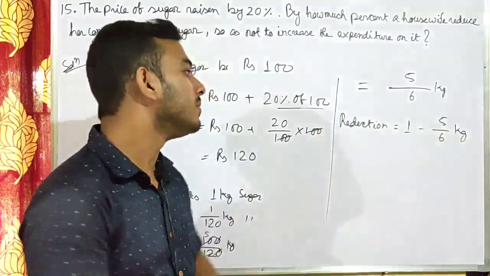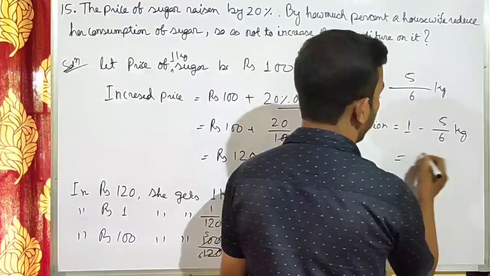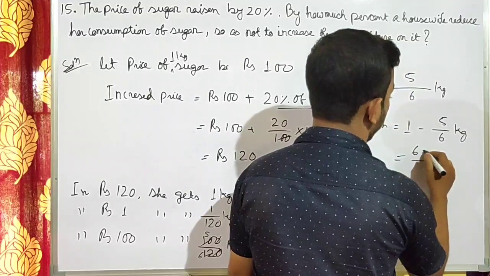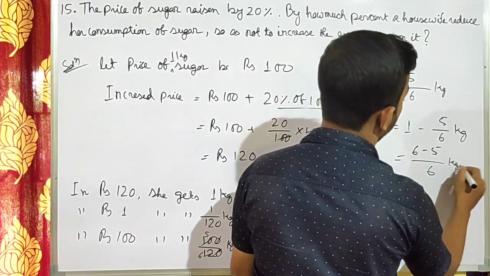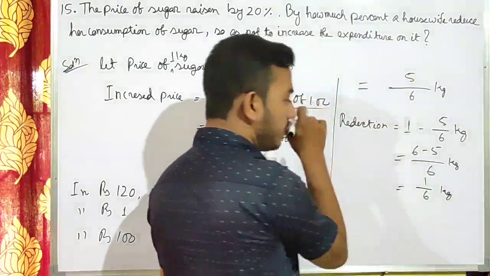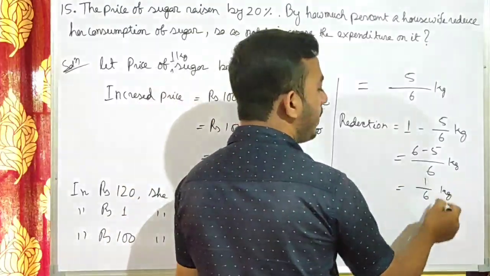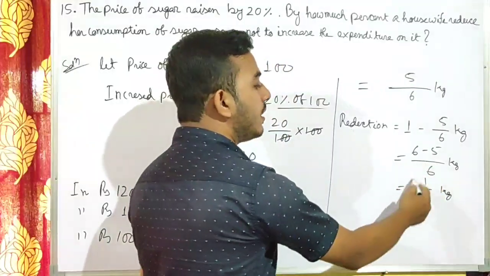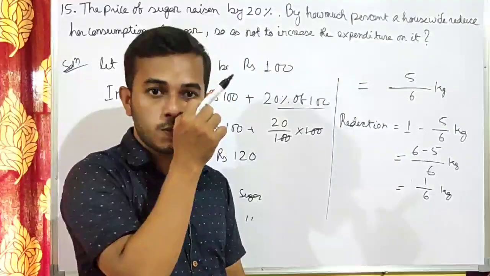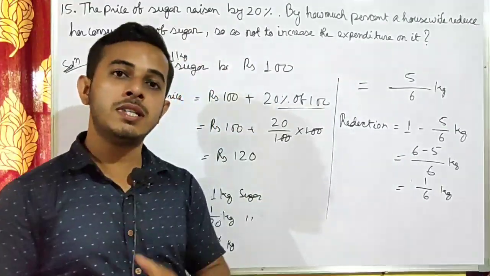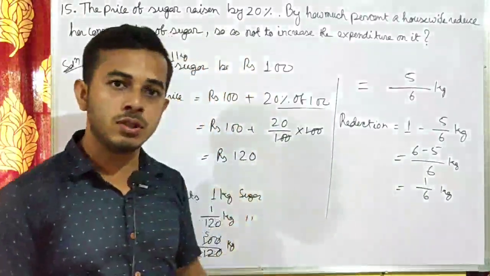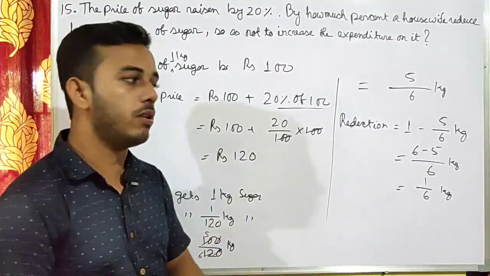Now we have to subtract 5 by 6 from 1. So let's take the LCM, then it will be 6 minus 5, that is 1 by 6 kg. It is a decreased amount, that is, they have to decrease 1 by 6 kg so that their expenditure does not increase.